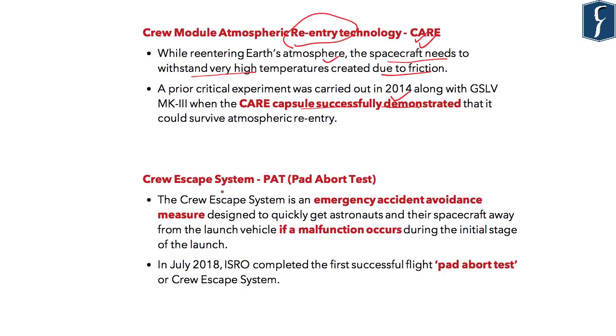Next in line is the crew escape system or pad abort test. Rockets in themselves are extremely complicated machines, and due to a minor error, a whole mission can collapse and burn into ashes in a few seconds. And since these are manned missions, we need to be extra cautious, and hence a crew escape system has been designed, which is an emergency accident avoidance measure designed to quickly get astronauts and their spacecraft away from the launch vehicle if a malfunction occurs during the initial stages of launch. And it is heartening to note that ISRO has completed the first successful test of this technology as well.